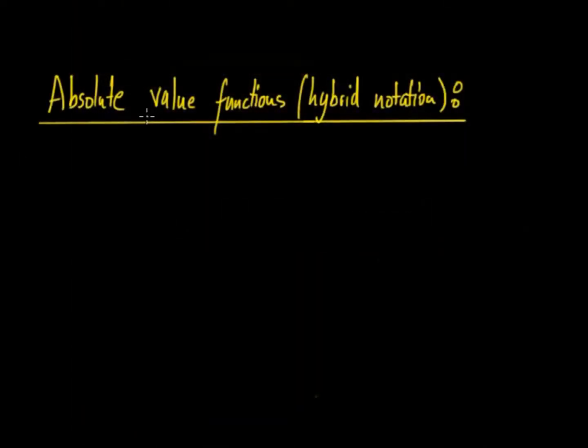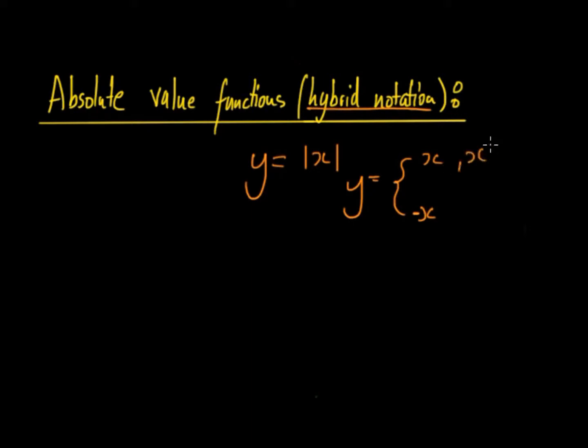In this video, we're going to be looking once again at the absolute value function. However, we're going to look at how you can put it in hybrid notation. So what I mean by that is rather than having y is equal to modulus x, you can put it in a form where you have y is equal to the hybrid or piecewise function in which you have x, and you can have a different formula here such as negative x, but you have different domains such as there. So that's what I mean by hybrid notation.